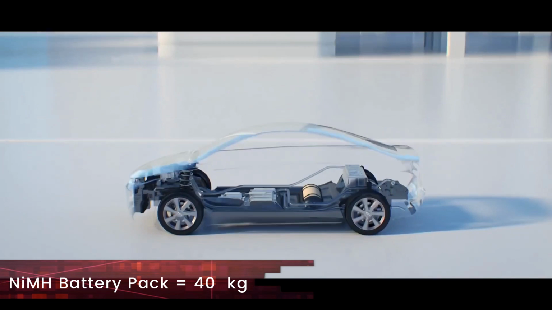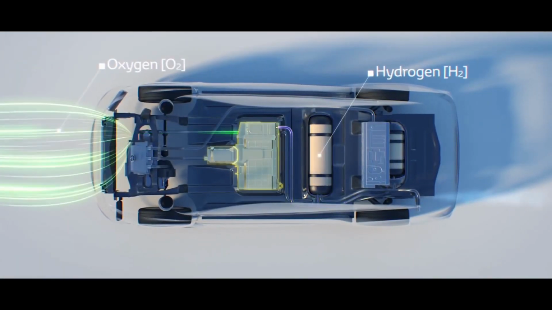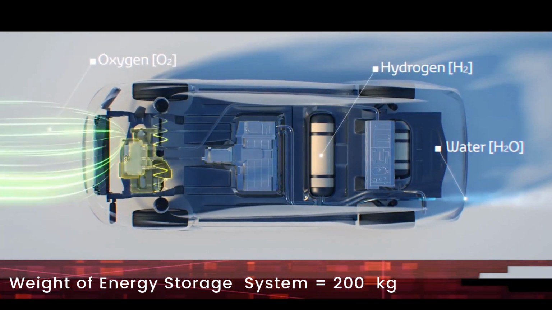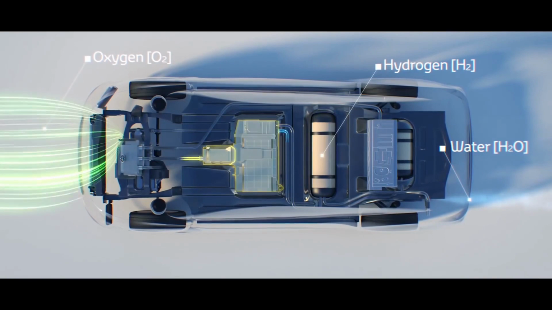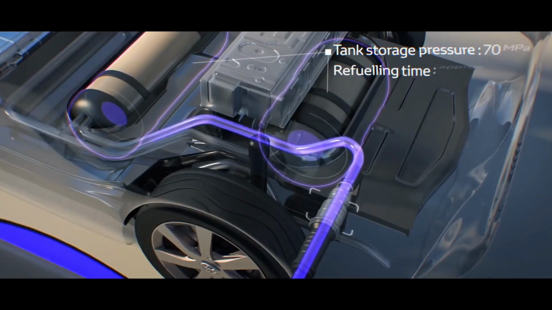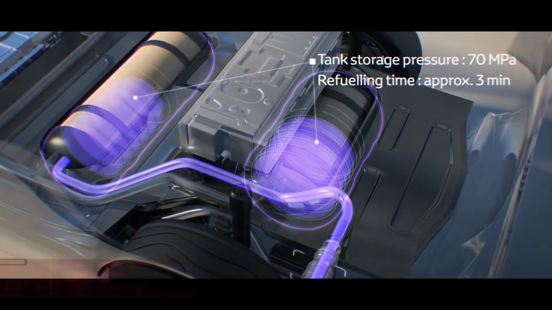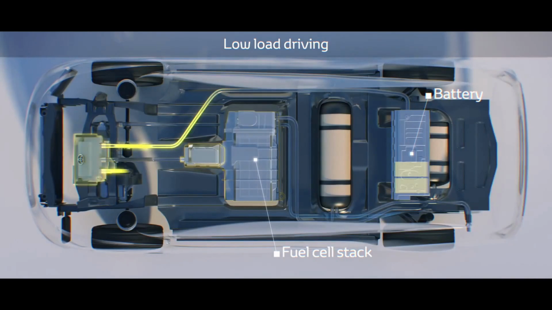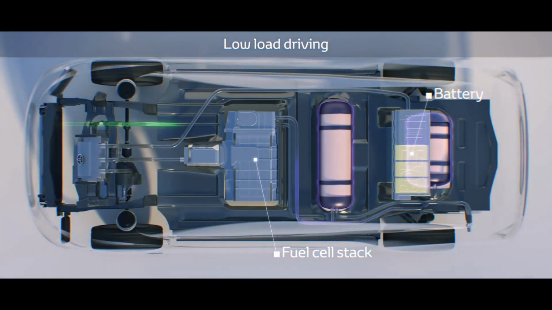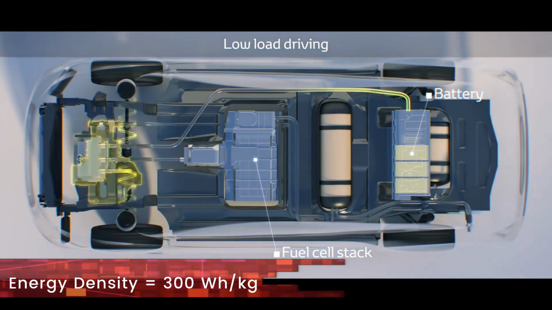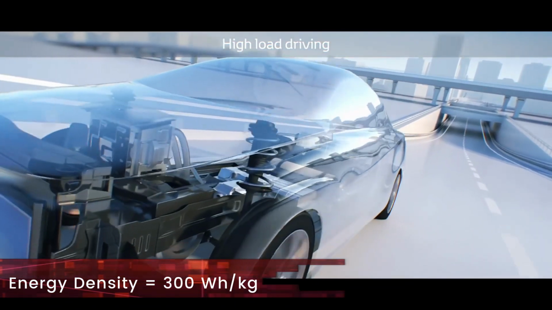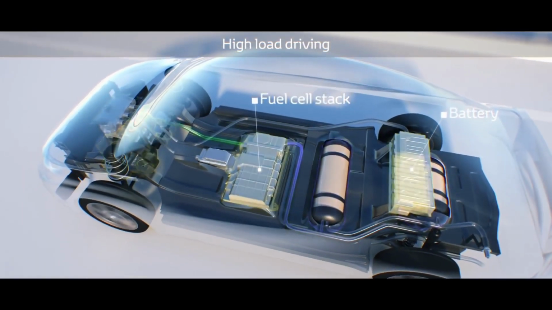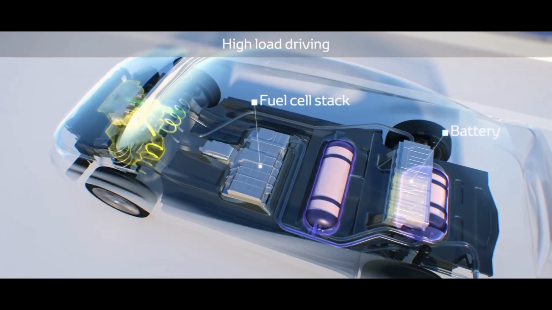Even if we include the weight of DC to AC converter, the total energy storage system with the fuel cell weighs only 200 kilograms. And this includes hydrogen fuel, which weighs only 5 kilograms. Now, according to Toyota, this system can give electrical energy that is equivalent to 60 kilowatt hours. This is incredible because the energy density of the system comes out to be 300 watt-hour per kilogram. Furthermore, the capacity can be almost doubled by adding just 2 more cylinders weighing 92.5 kilograms, thus taking the energy density up to 400 watt-hour per kilogram.